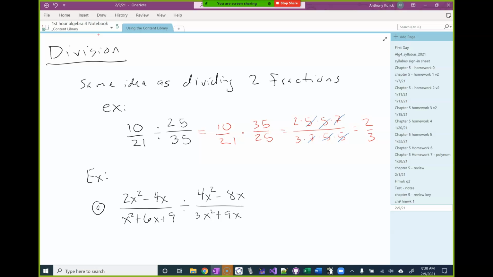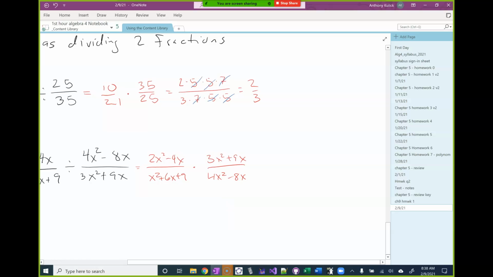So, what do you guys want to do here first? Okay, let's take care of the division. So stay the same on the first fraction. The second fraction gets flipped and we turn the problem into a multiplication problem. Everybody good there? Then what?